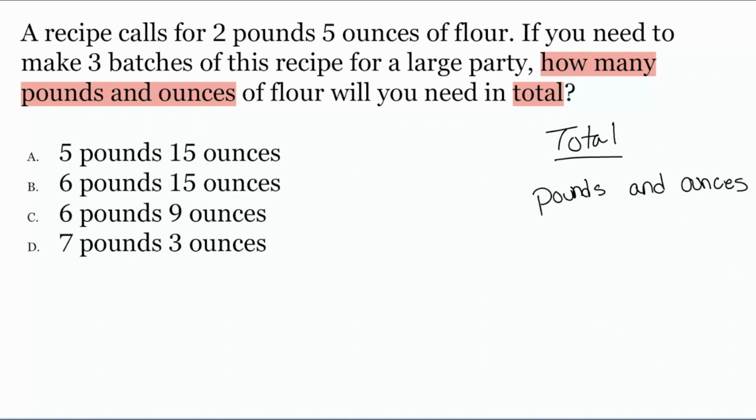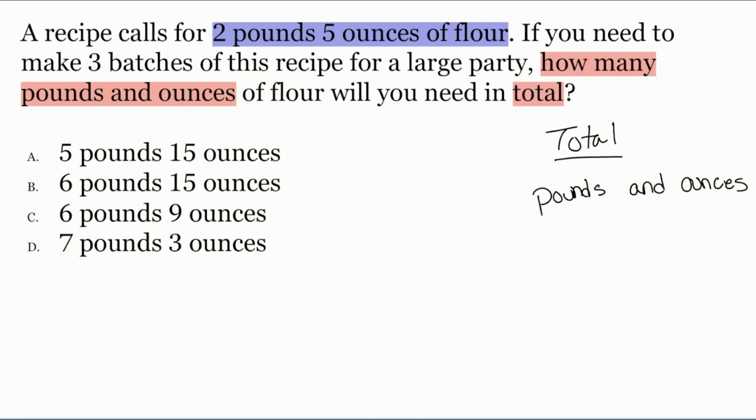What we have here is a recipe calls for 2 pounds, 5 ounces of flour. Okay, let me highlight that right there. We have 2 pounds and 5 ounces for the recipe. And then what we need to do here says, if we need to make 3 batches of this recipe for a large party, how many pounds and ounces of flour will you have in total? Okay, cool. So let's understand this a little better, because there's a couple of different ways we can do this, but there's a very simple way that we can go about this.